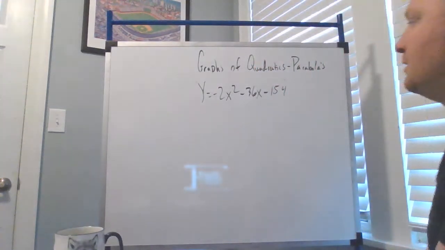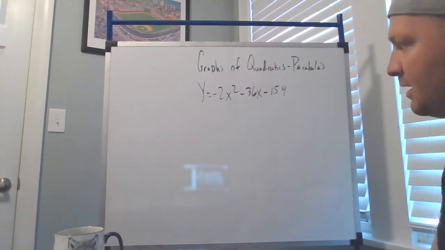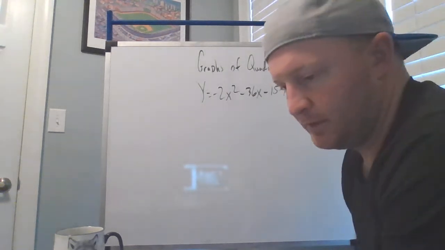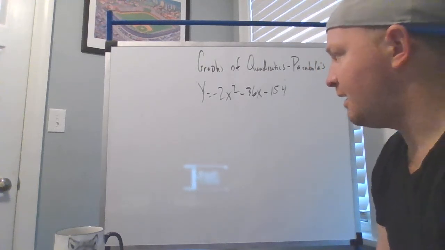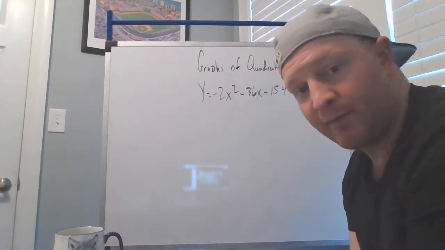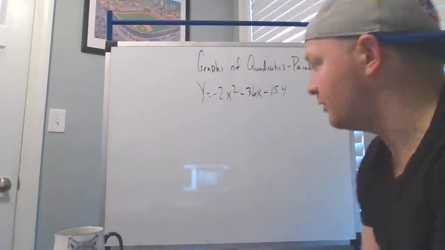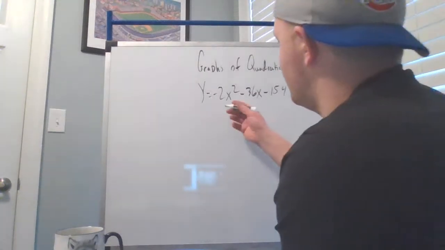Okay, let's do this. Now, I don't want to go through the hassle of trying to figure out my solutions first, because this is kind of complex. I'm just going to use completing the square to find my vertex and my solutions. So let's do that. Now, here we go.